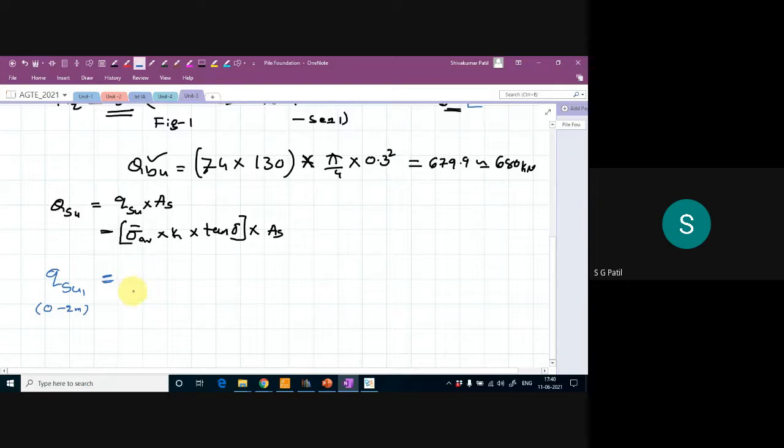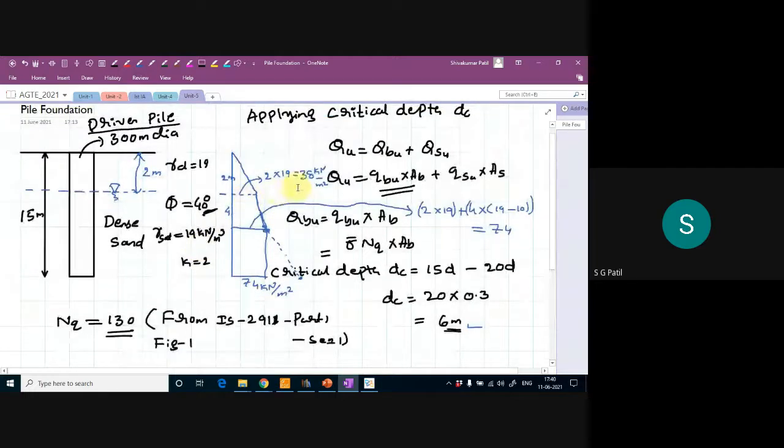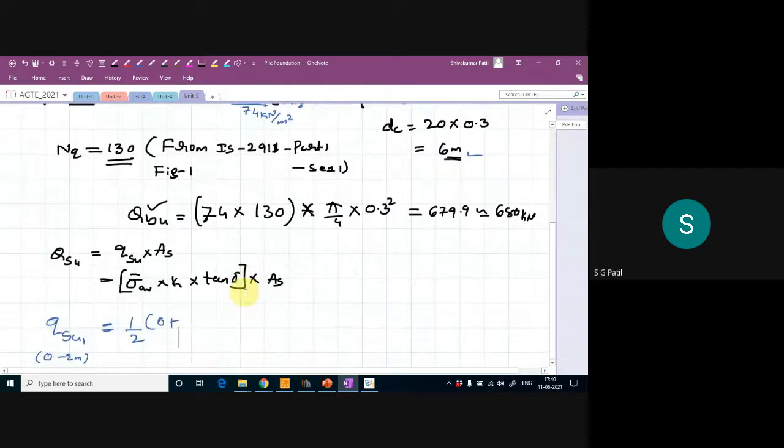So what is the formula? Your sigma average. So I have to consider your average shaft resistance. Okay, so that is, sorry, average overburden pressure. Half into 0 plus how much here? 38, right? 0 plus 38. Okay, so this is my sigma AV into K.